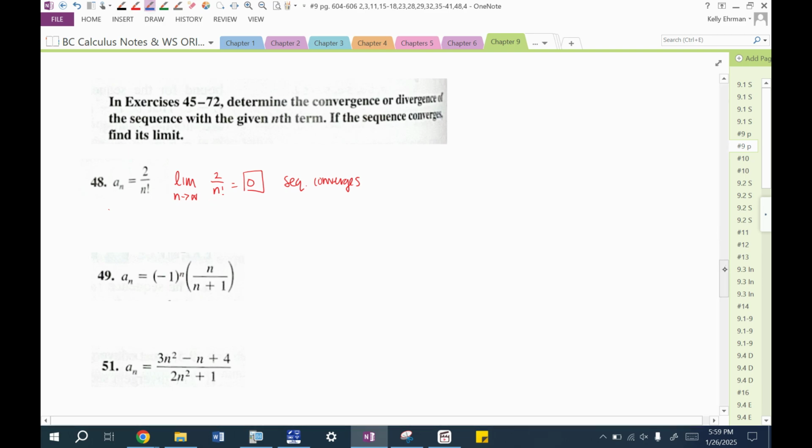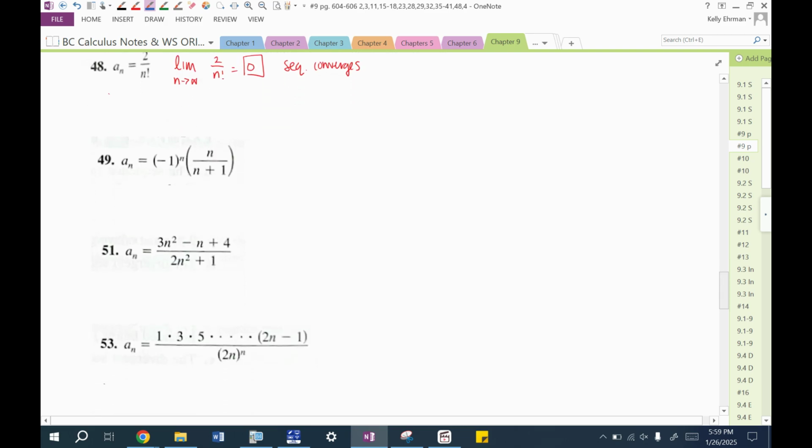For the next one, we have an alternating sequence. Now be careful with this because we had a theorem in our notes that said if you can show that the limit as n approaches infinity of the absolute value of a sub n equals 0, then the limit as n approaches infinity of a sub n equals 0. So this was for alternating pieces, but this is only true for 0.